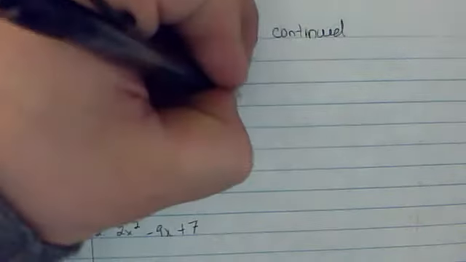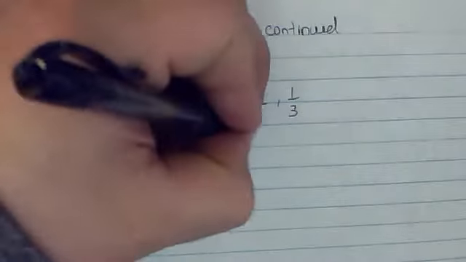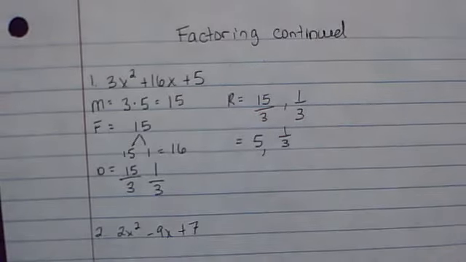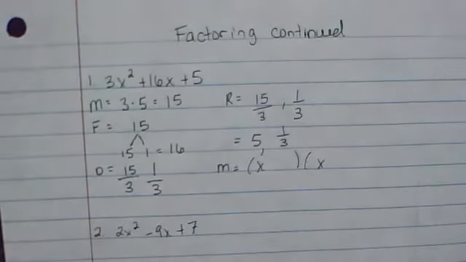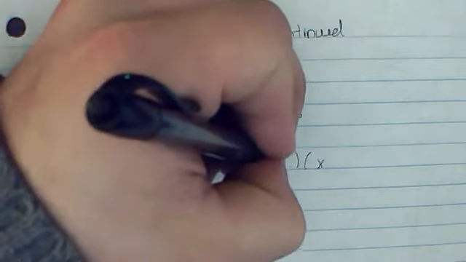Now we're going to reduce both of those fractions, the 15 over 3 and the 1 over 3, as much as we can. 15 over 3 will change to 5, and the 1 over 3 is reduced as much as it can be. The last step is now we're going to create polynomials out of these two numbers. Both of these are going to start out with x, and I'm going to use this number as a positive 5, so I'm going to say x plus 5.